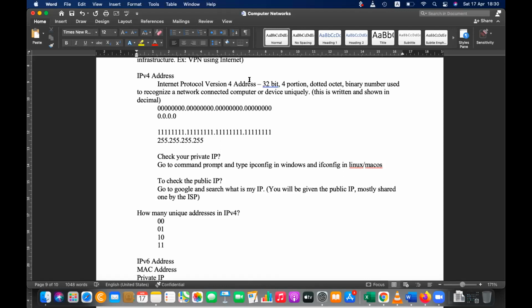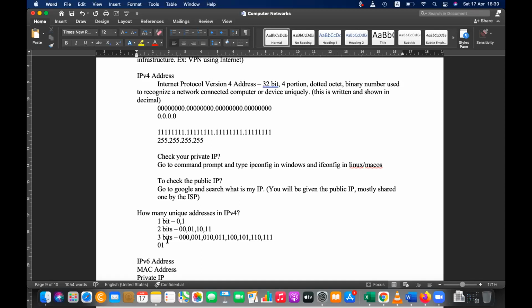32 bits, right? If there are 2 bits, how many addresses? If it's only 1 bit, you will have 0 and 1. 2 bits, then you have 00, 01, 10, and 11. 3 bits, what are the possible addresses? You have 000, 001, 010, 011, 100, 101, 110, and 111.